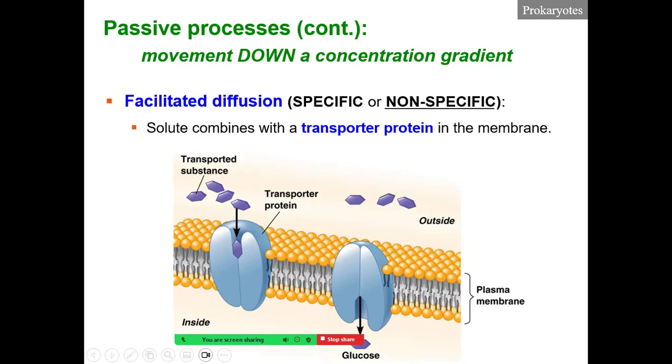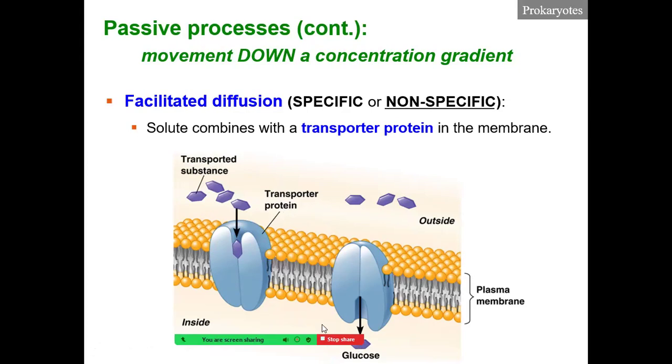All right, facilitated diffusion is similar to simple diffusion, but facilitated diffusion always involves a membrane. It has a protein that allows the molecule to move across the membrane. And this is called a transporter protein. It may be a transport protein or it may be a channel protein. The substance moves from areas of high concentration to areas of low concentration.